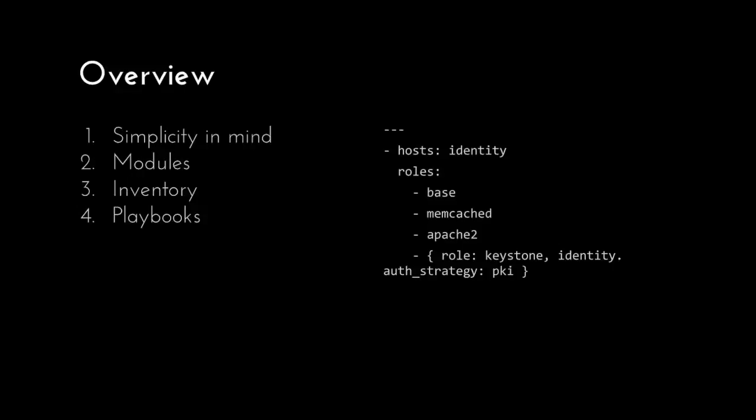Playbooks are what Ansible uses. Everything essentially comes down to a playbook. You may have roles, but you need a playbook to say what host either a task is going to be run on or a role is going to be run on. So in this example here, we're saying let's install base, memcache, Apache 2, and the Keystone role.